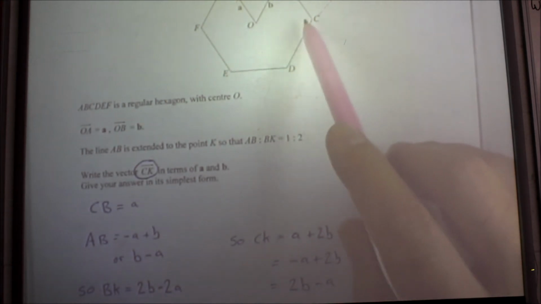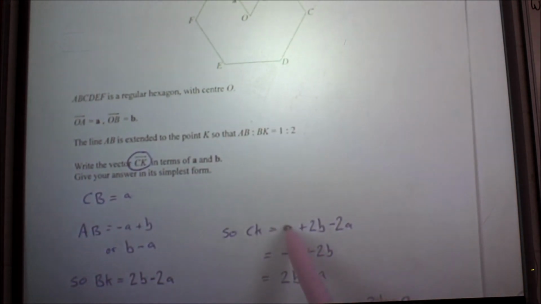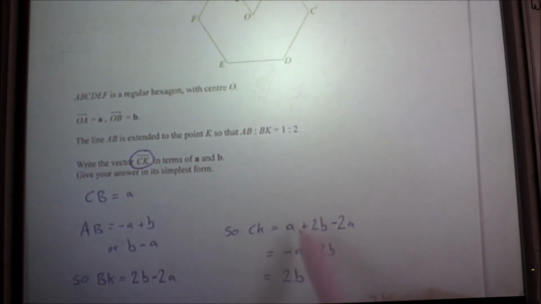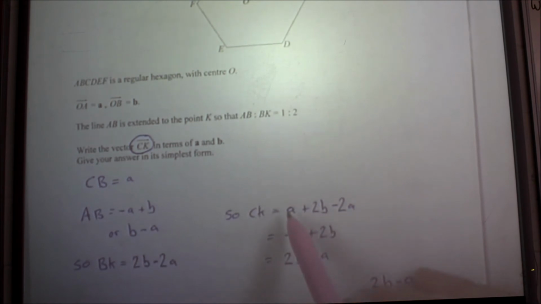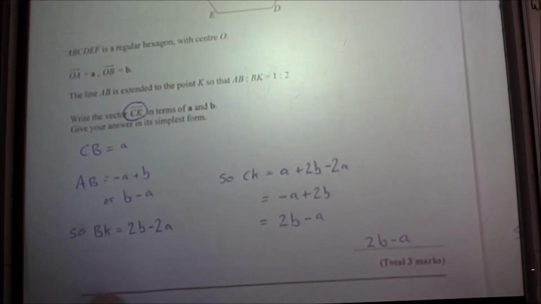So we now know how to get from C to B and from B to K. C to B is A, add B to K, which is 2B take 2A. Simplify this, A take away 2A is minus A, add 2B, flip it around, you get 2B take away A, and that is your answer.